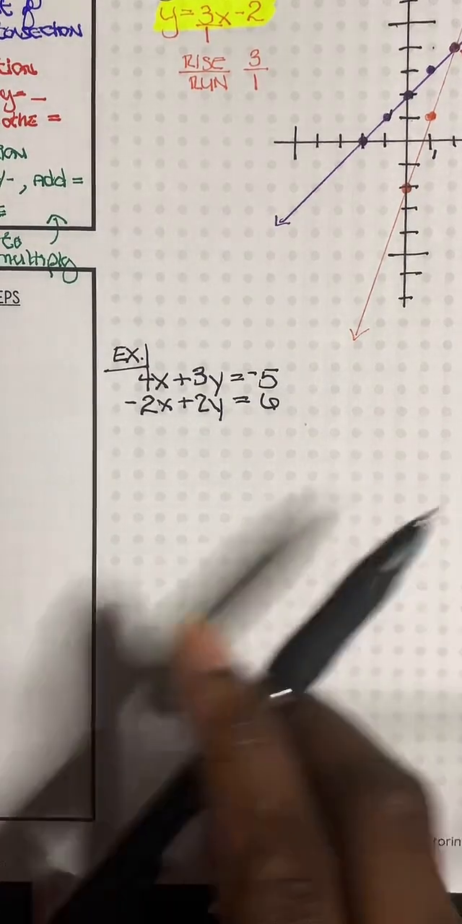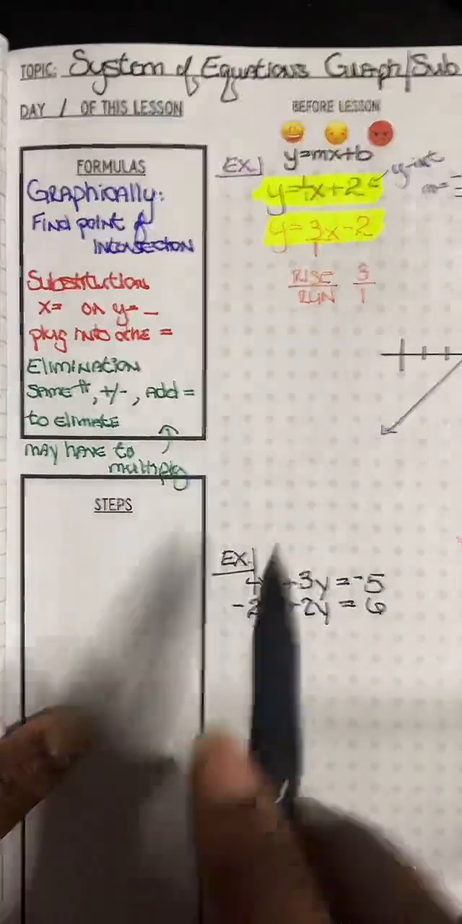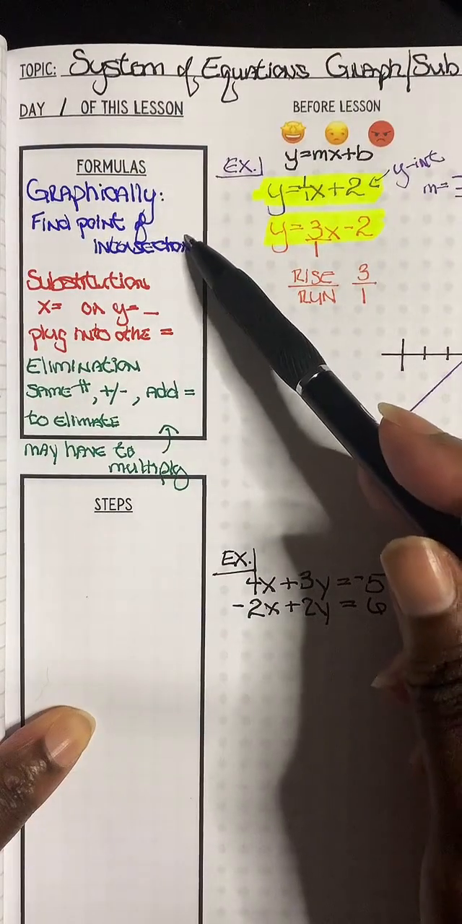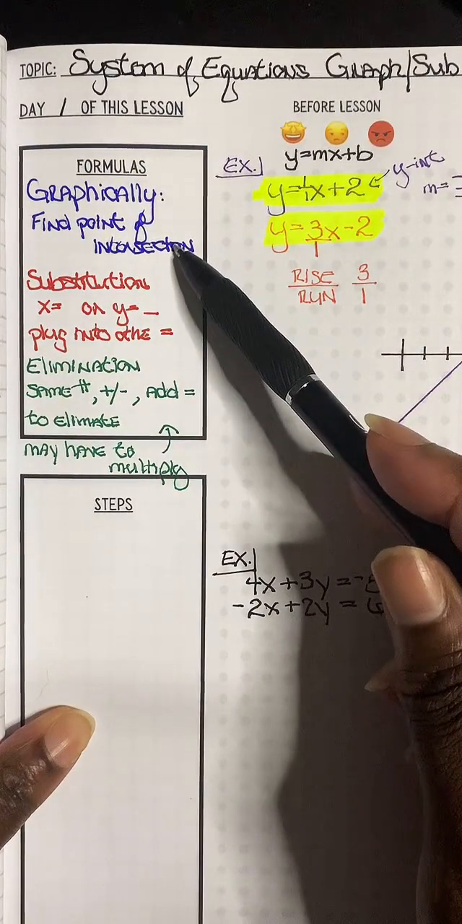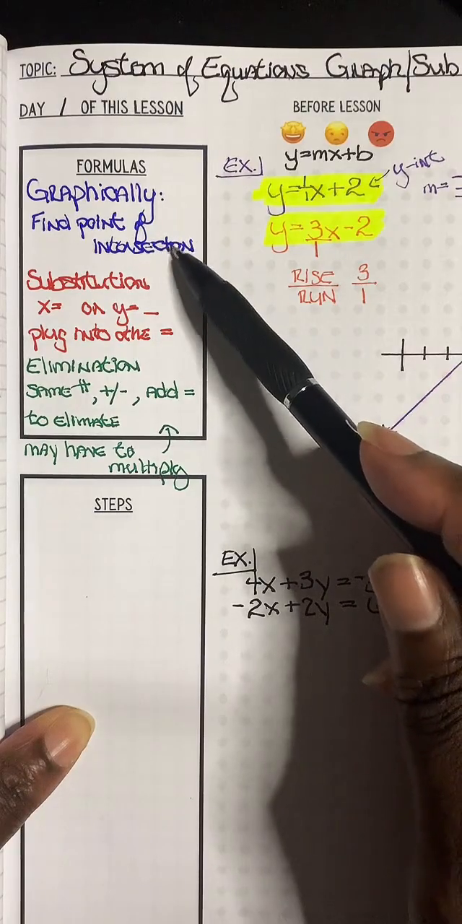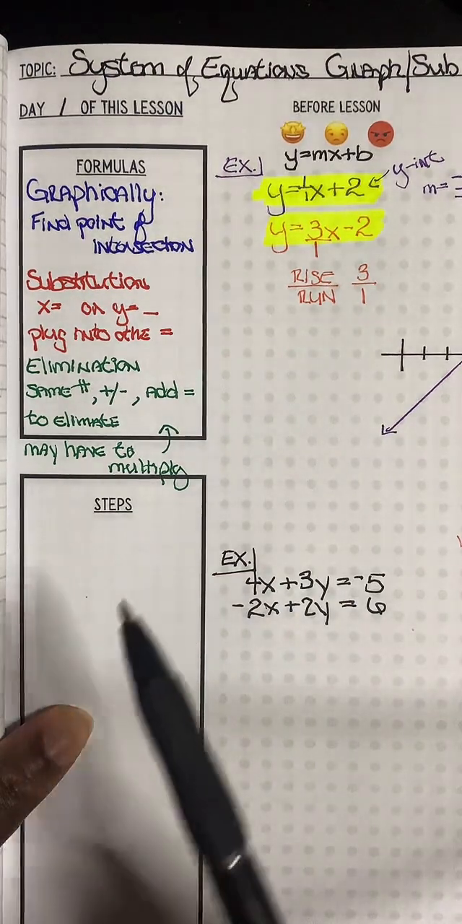So now, this is when I could do it by graphing. If I do it by graphing, that means I have to have my equation in y equals mx plus b. If it's not in y equals mx plus b, you're going to have to put it there.